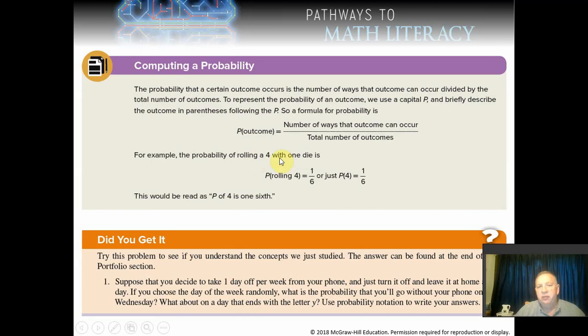What's the probability of rolling a 4 with 1 die? Well, this is the statement: the probability of rolling a 4 is one way of getting a 4, out of 6 possible outcomes. So it's 1/6.